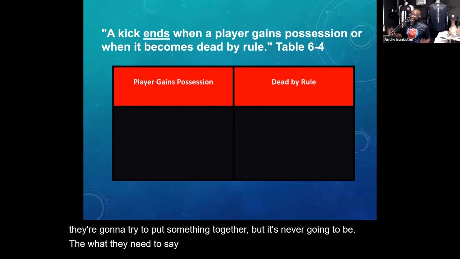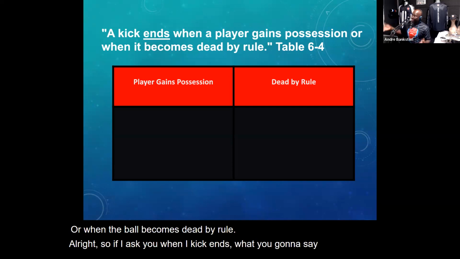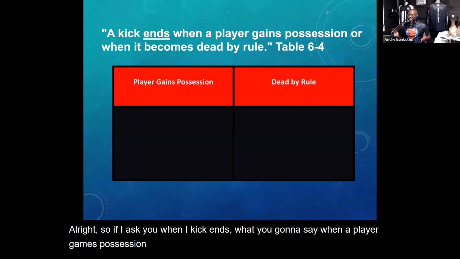All right. A kick ends when a player gains possession or when the ball becomes dead by rule. So if I ask you when a kick ends, what are you going to say? When a player gains possession or when the ball becomes dead by rule. So let's look at this.